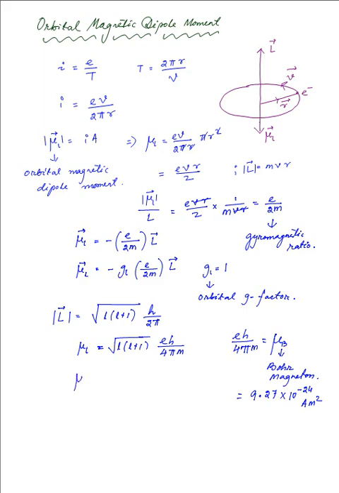So what we get for mu L is simply equal to the square root of L times (L plus 1), times mu B, and also vectorially we can write the equation finally as mu L vector is equal to minus GL multiplied by 2 pi times the Bohr magneton over h times the angular momentum.